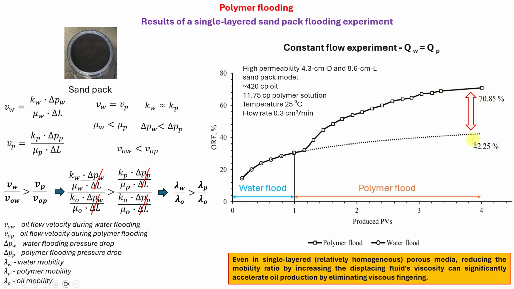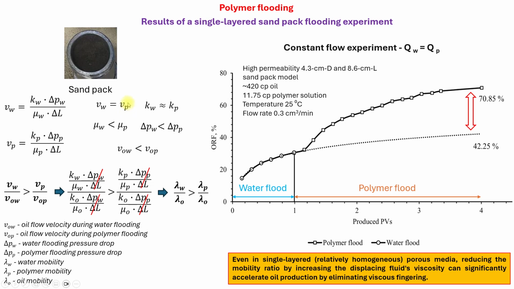Even in a simple single-layer homogeneous reservoir, polymer flooding can significantly improve oil recovery. The increase of the displacing fluid's viscosity reduces mobility ratio, which in turn eliminates viscous fingering. Keep in mind that this was a constant flow experiment, meaning that the injection velocities of both water and polymer solution were equal.